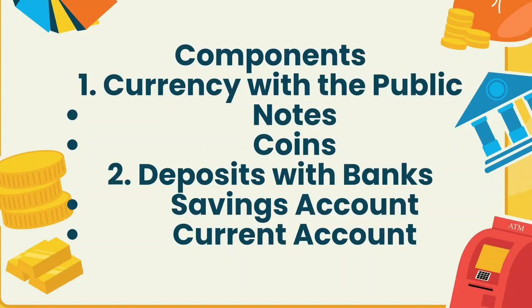There are two components. First, currency with the public. This includes the notes and coins that people keep in their wallets, purses, homes, or cash boxes. Whenever you withdraw money from an ATM, it becomes currency with the public. Second, deposits with the bank.